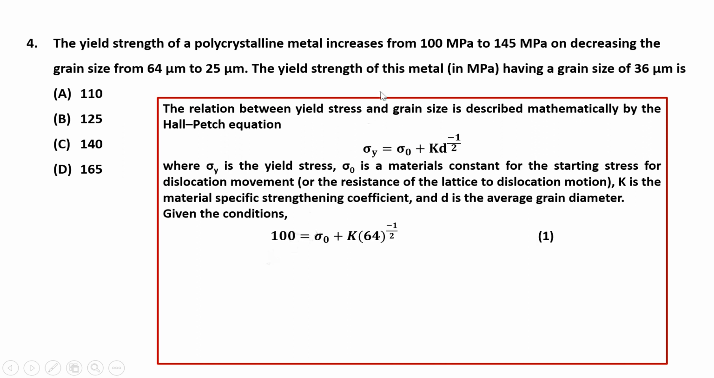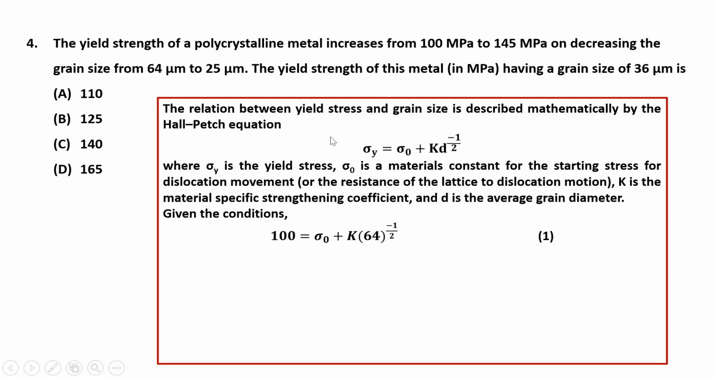It is given that the first is 100 MPa. 100 MPa is the strength for a grain size of 64 micrometers. So sigma y is equal to 100. Sigma 0 is a constant and k is also a constant, with 64 to the power minus 1 by 2. So these are the two values.